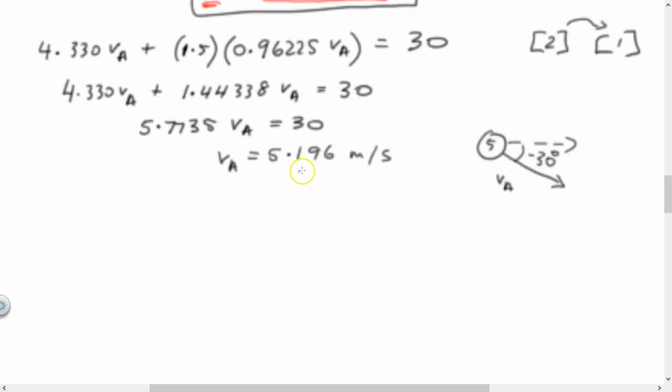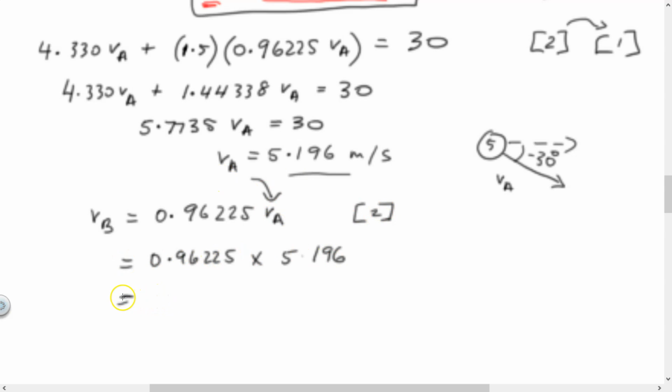And now I can substitute this into our second equation. And it gives an approximation of 5 meters per second. So this means the final velocity of the 3 kilogram ball is roughly 5 meters per second at an angle of 60 degrees above the x-axis. And that's it.